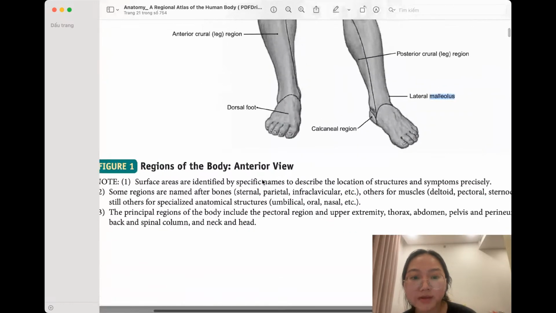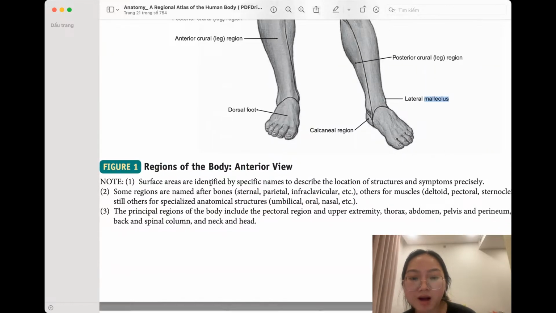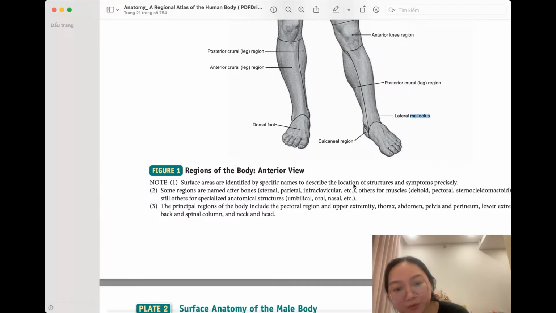So surface areas are identified by specific names to describe the location of structures and symptoms precisely. Some regions are named after bones. Sternal.